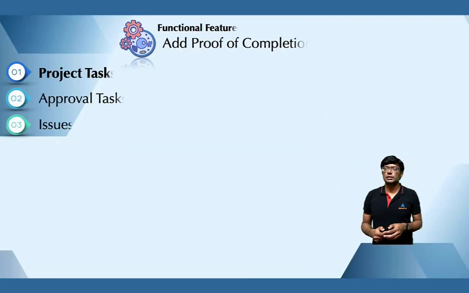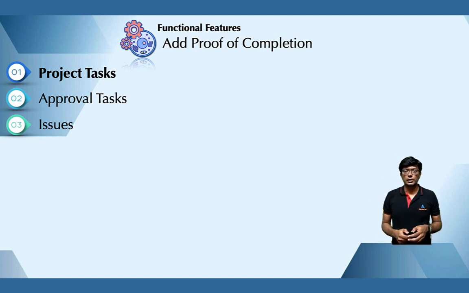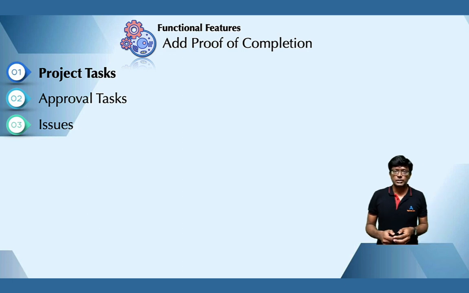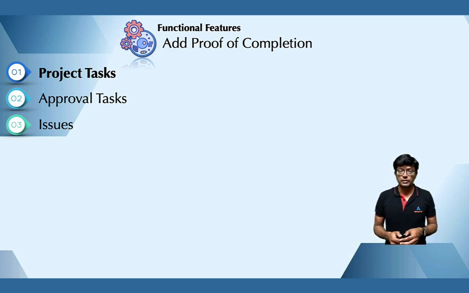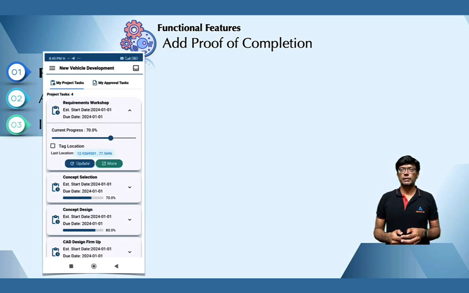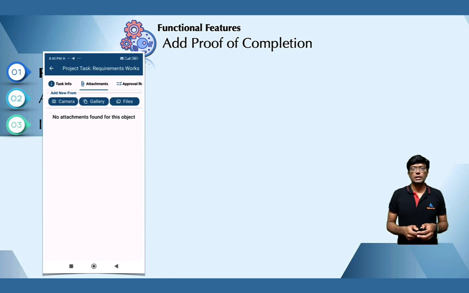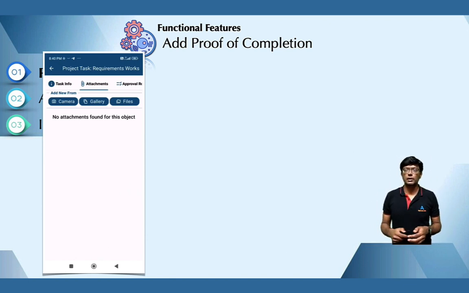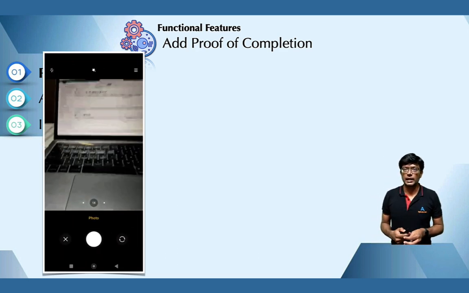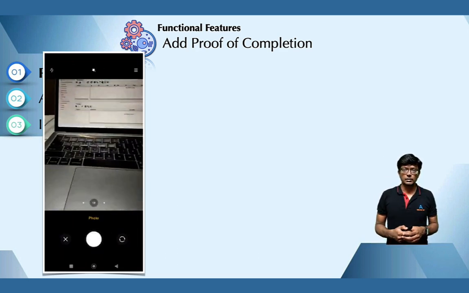The next one is add proof of completion. Once your task progress is completed, the next step is to add some proof of completion by taking pictures. We have a cool feature to take pictures. Click on the task to which you want to add proof of completion, click on the more button, and go to the attachments. When you go to attachments, there are 3 options available. You can attach using your camera, or using your gallery, or using your files folder.